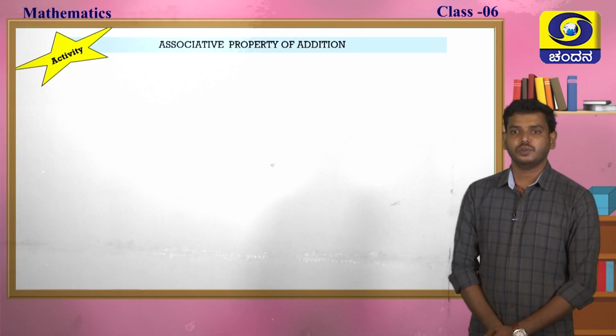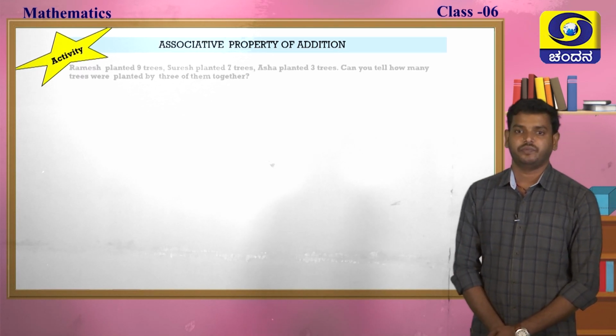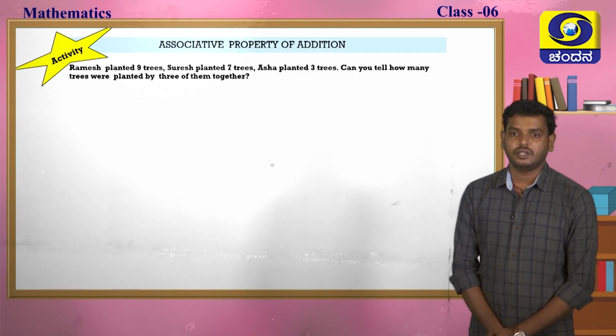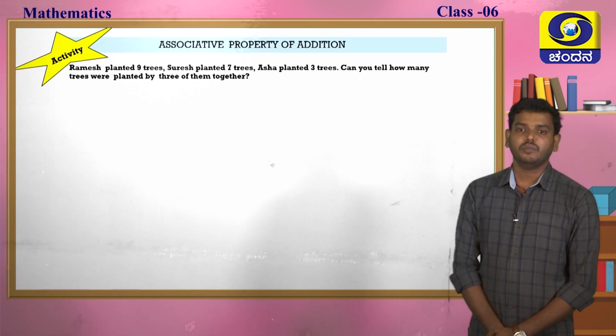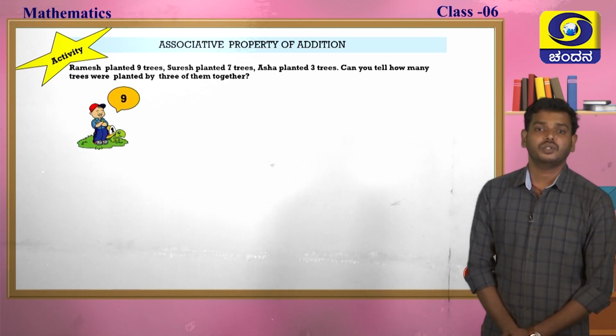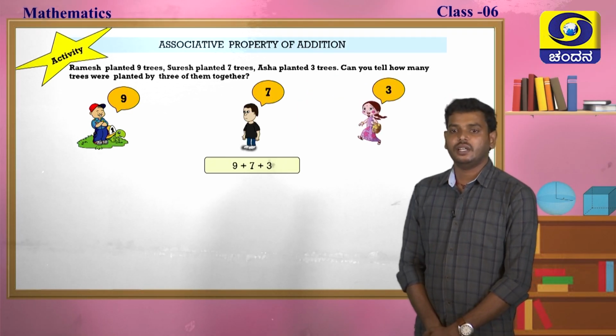Come to associative property. We will learn this associative property of addition with an activity. The activity question says that Ramesh planted 9 trees, Suresh planted 7 trees, Asha planted 3 trees. Can you tell how many trees were planted by the 3 of them together? So, Ramesh planted 9 trees, Suresh planted 7 trees, Asha planted 3 trees. We have to find the number of trees planted by the 3 together, 9, 7 and 3.